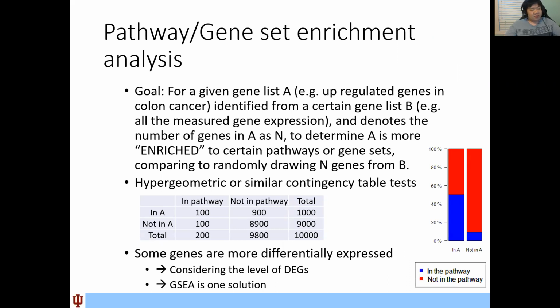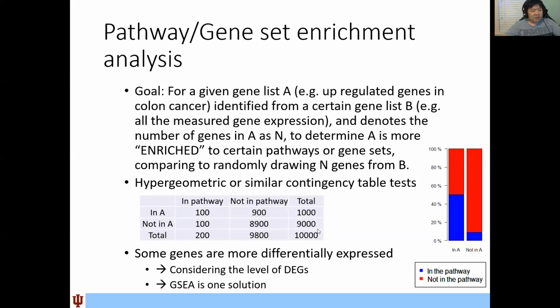Here I give a definition. The goal of pathway enrichment analysis or gene set enrichment analysis is, for a given gene list A, for example upregulated genes in colon cancer versus normal, identified from a certain gene list B, like all the measured gene expression, and denoting the number of genes in A as n, to determine if A is more enriched in certain pathways or gene sets compared to randomly drawing n genes from B.